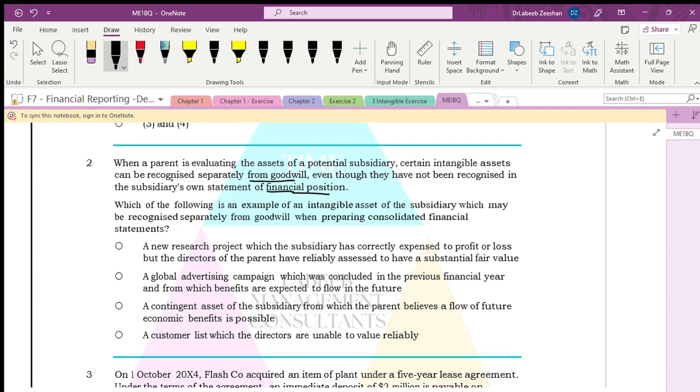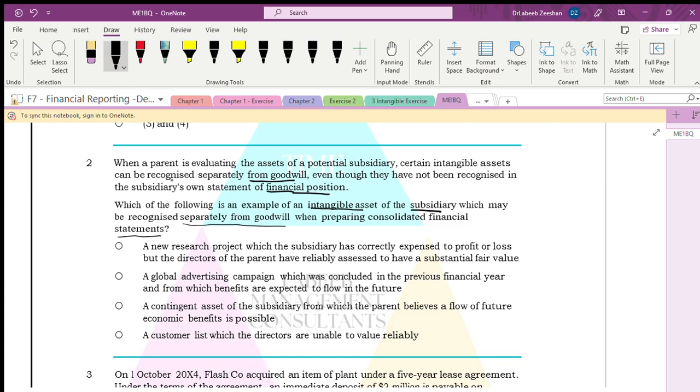Which of the following is an example of an intangible asset of the subsidiary which can be recognized separately from goodwill when preparing the financial statement? See, when we are doing this, how do we identify the intangible apart from goodwill? Is it a new research project? See, what is an intangible asset? An intangible asset means it has to generate revenue, and it is going to be over a period of time.